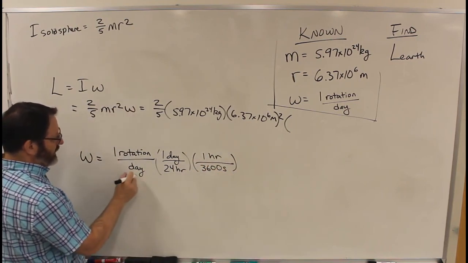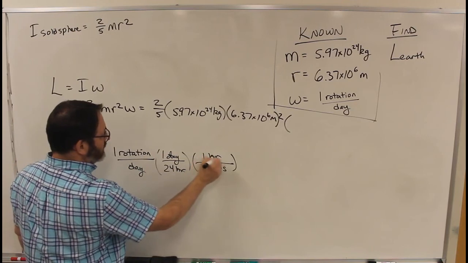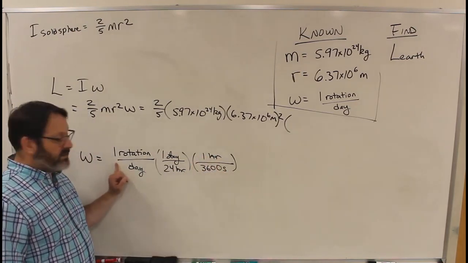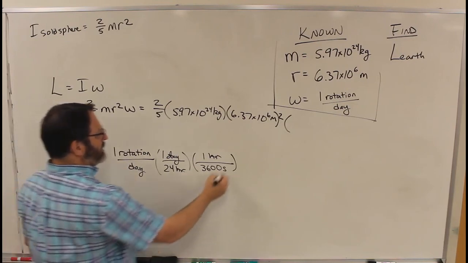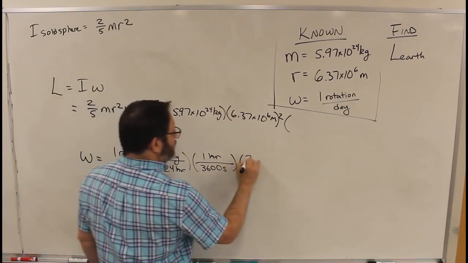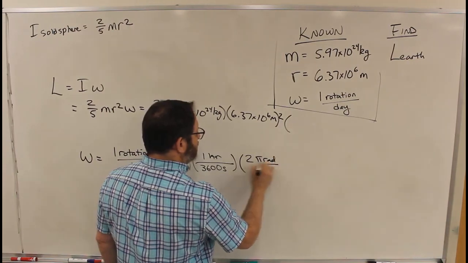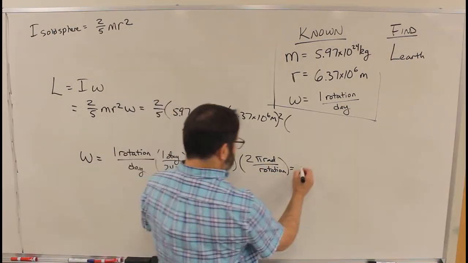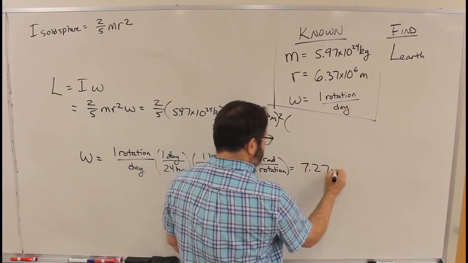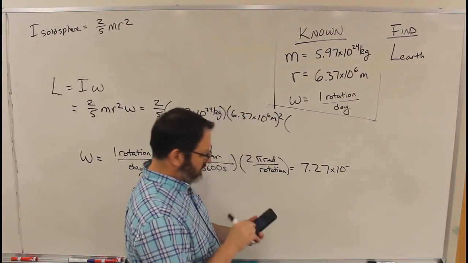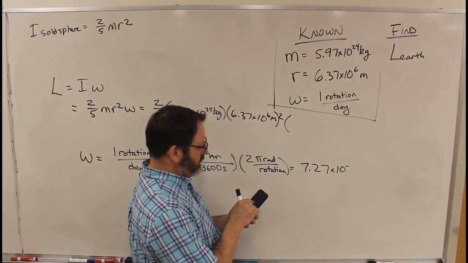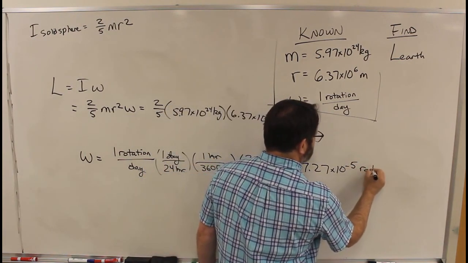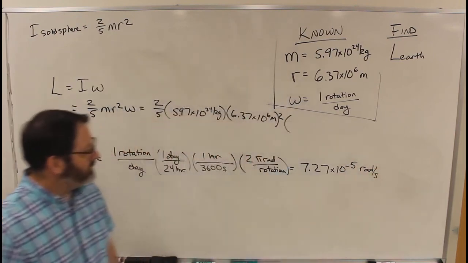All right, so days cancel, hours cancel. I'm going to get seconds on the bottom. That's good. Now I have to get my rotations into radians. So 1 rotation is 2 pi radians. That gives 7.27 times 10 to the minus 5 radians per second.